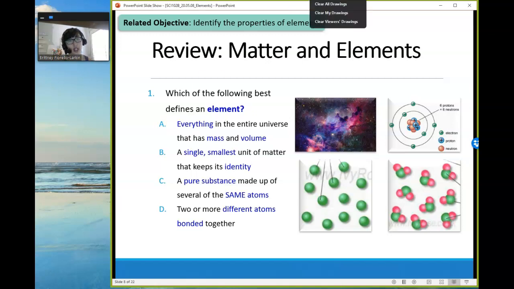All right, so if you take a look here, the correct answer should actually be, it is a pure substance made up of several of the same atoms. The rest of these are also definitions that are related to this idea of matter, but let's go ahead and talk a little bit about those different nuances of how they're a little bit different from each other. So let me go ahead and clear this and keep on moving here.